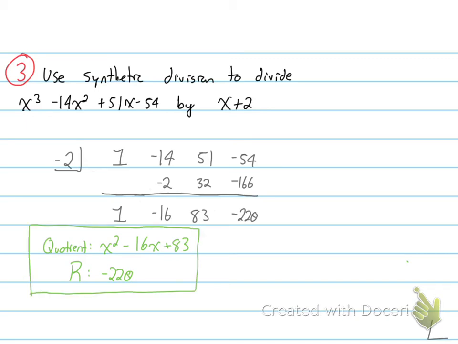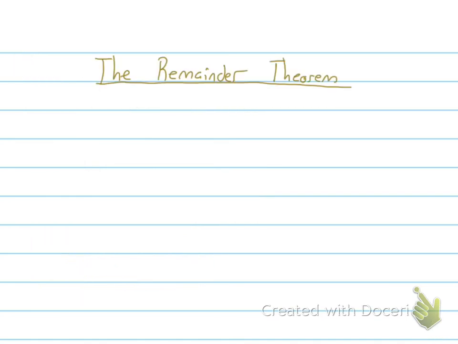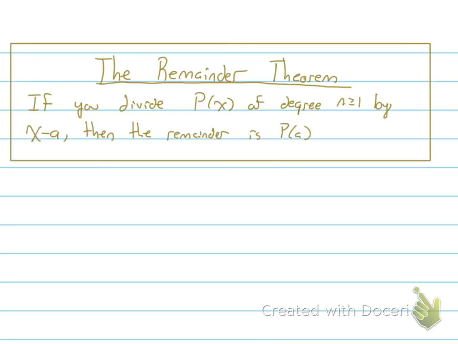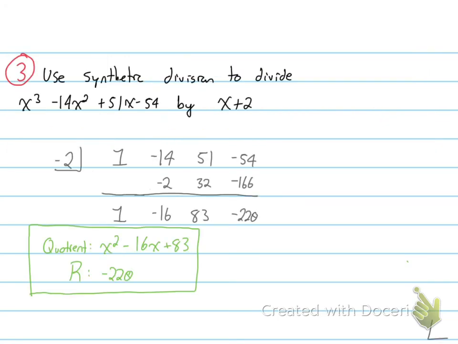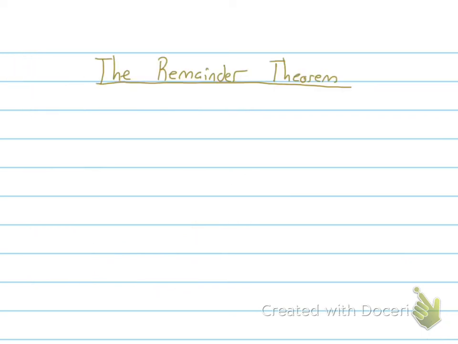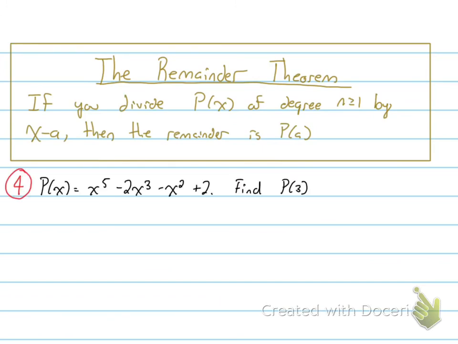So the last thing that we'll talk about in this video, I know there's kind of a lot to go over here, is the remainder theorem. The remainder theorem means that if you divide a polynomial p of x by a factor of x minus a, then any remainder that you have would be p of a. So in this last equation, if I plugged in negative 2 to that x cubed equation, I would get the value negative 220.